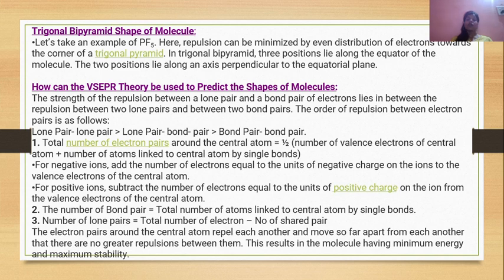The electron pairs around the central atom repel each other and move so far apart that there is no greater repulsion between them. So this results in a molecule having minimum energy and maximum stability. So this is all about the VSEPR theory, that is, valence shell electron pair repulsion theory.